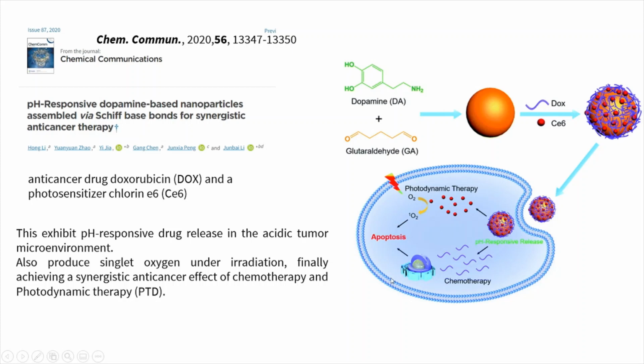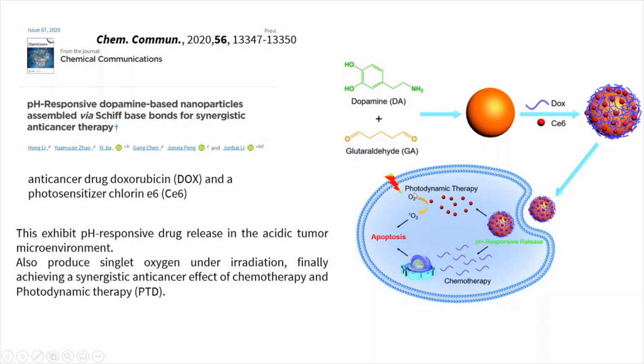So these nanoparticles exhibit pH-responsive drug release in the acidic tumor microenvironment. They also produce singlet oxygen under irradiation. So remember the molecular oxygen which is available in the atmosphere, which we are inhaling, that molecular oxygen is in the triplet state. Normally gases are in a singlet state, or any molecule is in a singlet state, but oxygen is in the triplet state.